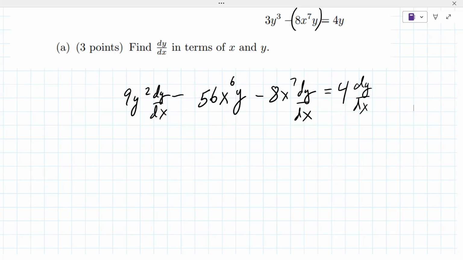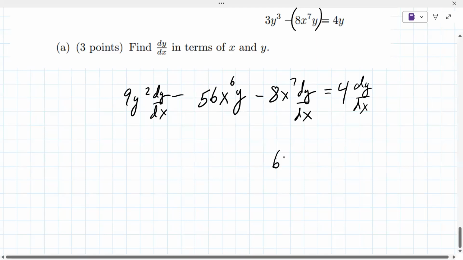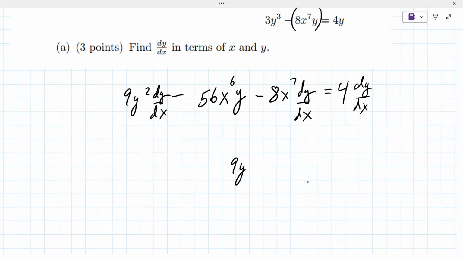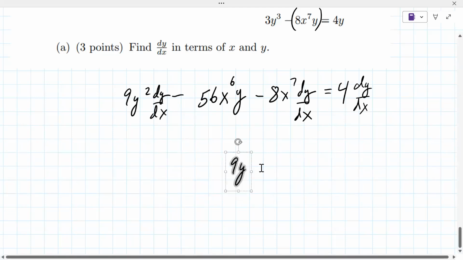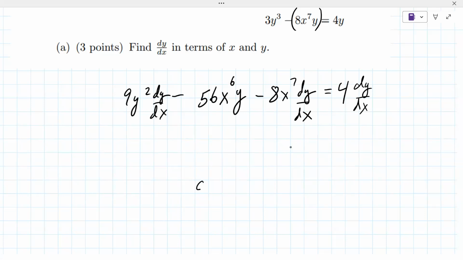Okay, I did 6y squared. Oh wait, is it 9? I believe it's a 9. 3 times 3, 9. Oh yeah, it's definitely 9. 9y squared dy/dx minus 8 dy/dx minus 4 dy/dx. Are you giving me the whole thing, or just an intermediate step? The intermediate step. Okay, keep going here, and give me the final answer.